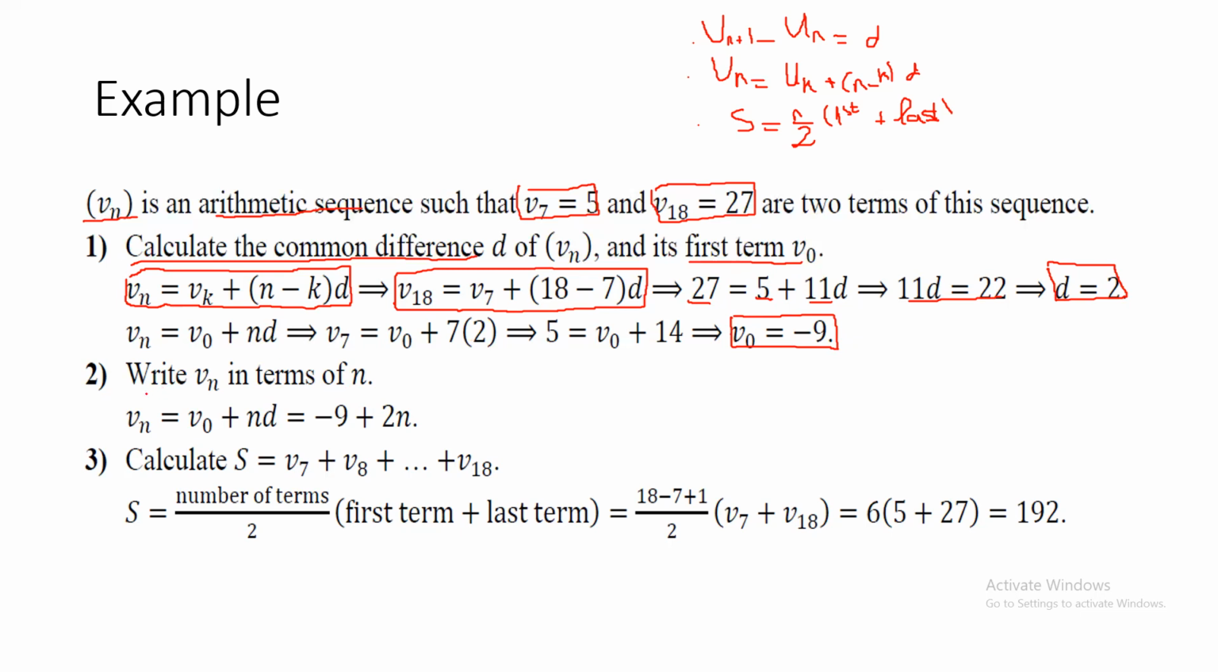Second part, write Vn in terms of n. So here I put instead of k 0, so Vn equals V0 plus nd. V0 is minus 9, the d is 2, so Vn equals minus 9 plus 2n. In this way, we have calculated Vn in terms of n. Still yes?